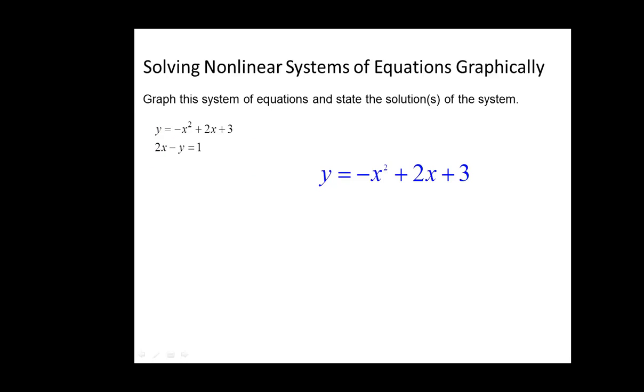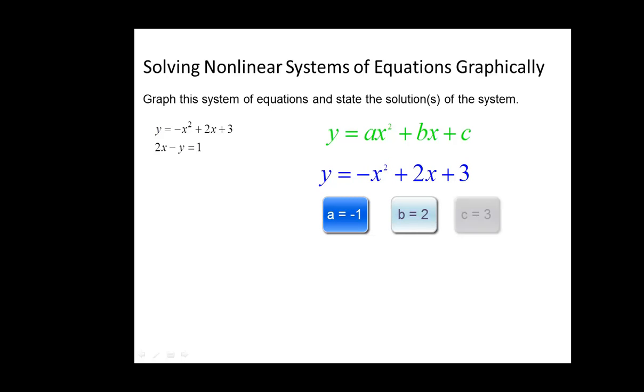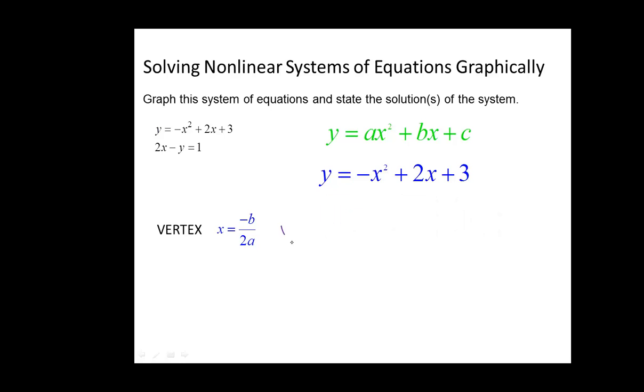Now when we look at this and think about how to graph it, we should notice that there is an x squared. This means we have a quadratic equation. In other words, it's in the form of y equals ax squared plus bx plus c. So in this case, we want to find the vertex, and there's the vertex equation. We can continue by saying x equals negative b, which is negative 2, over 2 times negative 1. I'm using the b and the a. That's negative 2 over negative 2, which equals 1. So that means for my vertex, my x value is 1.